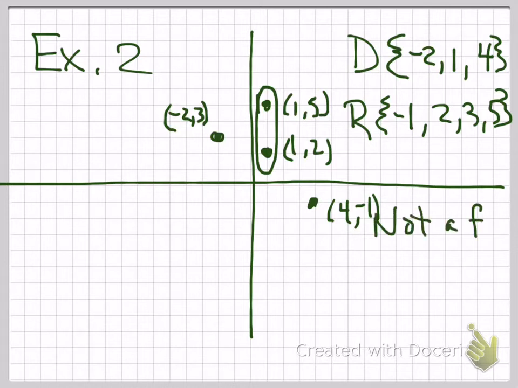But another way you can tell that it's not a function is that, notice here, I have only 3 elements in the domain. I have 4 elements in the range, which means one of those domains had to be paired up to 2 different ranges. In this case, the 1 was paired up to 2 and 5. So that's what makes it not a function.